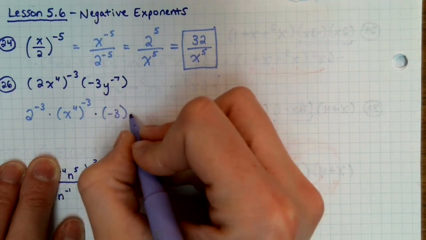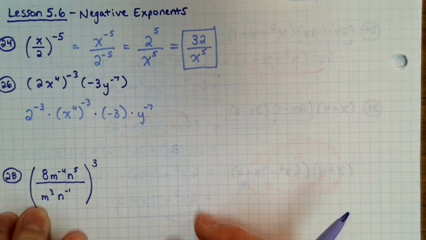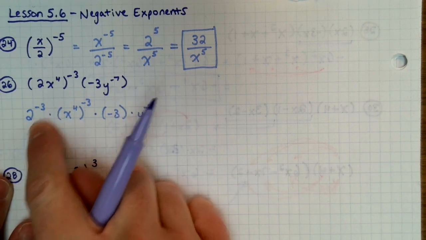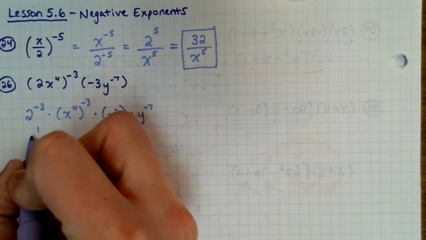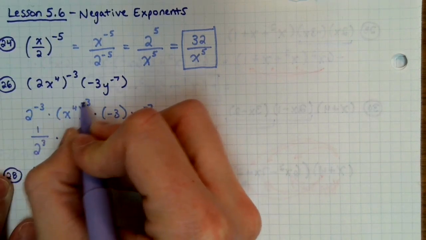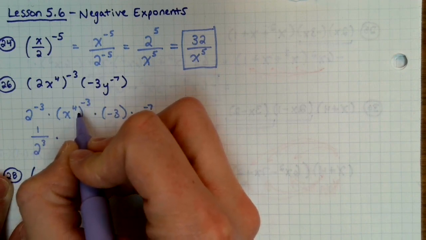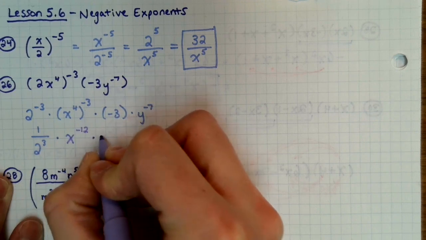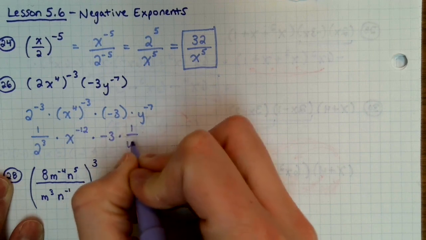So negative 3 times y to the negative 7 power. Now that we have this, we can say 2 to the negative 3 power is going to be 1 over 2 to the 3rd power times this right here. We're going to multiply again using the power rule. So 4 times negative 3 is negative 12, so you'd have x to the negative 12, and times negative 3, and then we can rewrite this as 1 over y to the 7th.